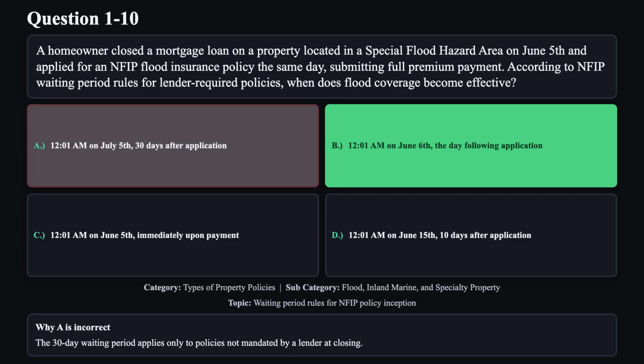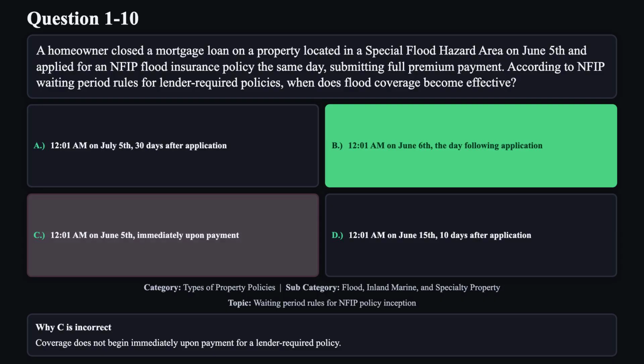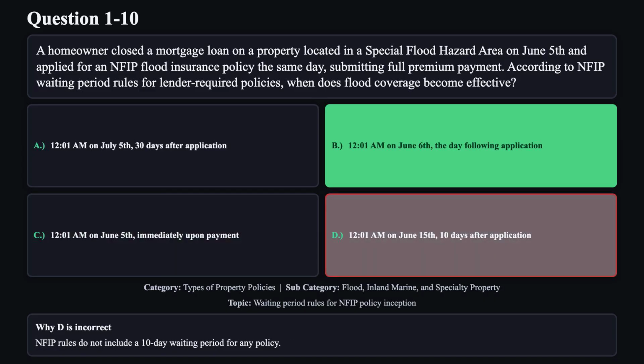Reason A is not correct. The 30-day waiting period applies only to policies not mandated by a lender at closing. Reason C is not correct. Coverage does not begin immediately upon payment for a lender-required policy. Reason D is not correct. NFIP rules do not include a 10-day waiting period for any policy.